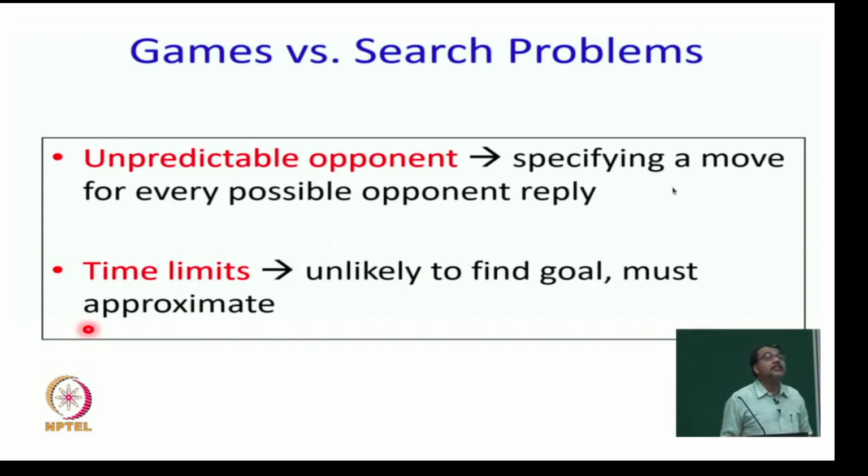Unpredictable opponent, what does that mean? It means that you will be playing with someone called an opponent, and his or her behavior you don't know. For example, if I'm talking about a human, you don't know the behavior of the person, right? So here what we will do is specify a move for every possible opponent reply. You need to think about that as well.